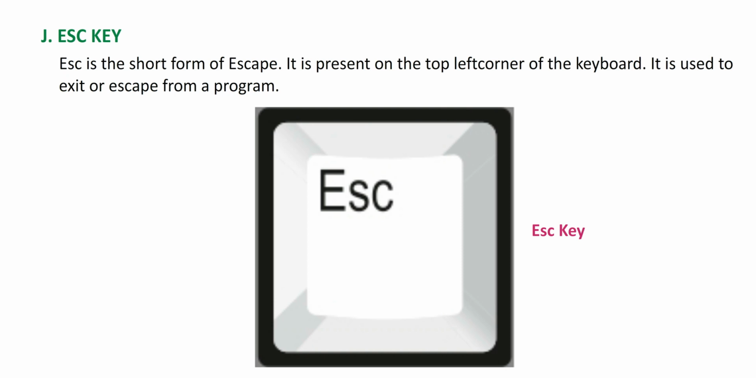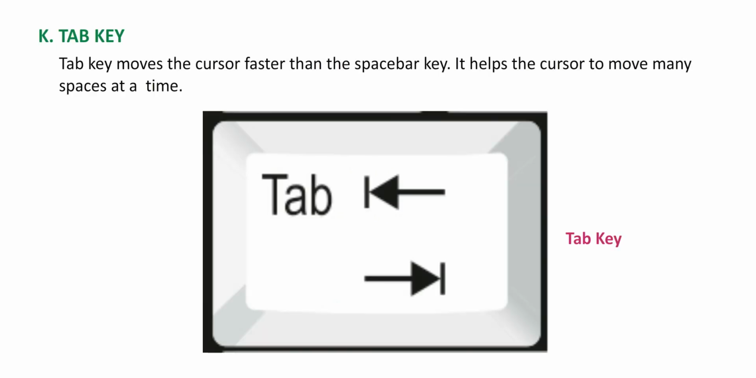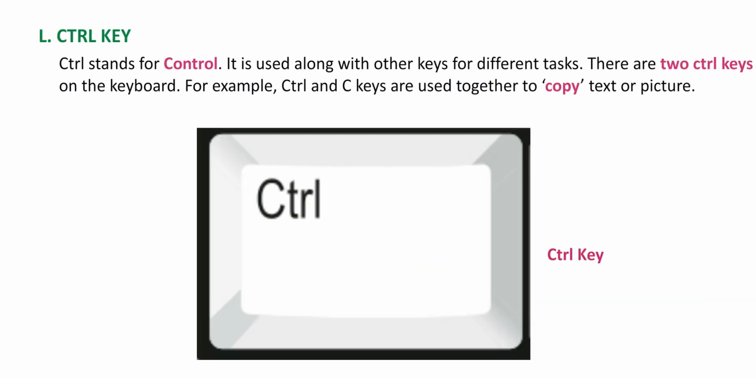Escape key. Escape key is present on the top left corner of the keyboard on which ESC is written, which is the short form of escape. It is used to exit or escape from a program. Tab key. Tab key moves the cursor faster than the spacebar key. It helps the cursor to move many spaces at a time. Control key is used along with other keys for different tasks. CTRL stands for control. There are two control keys on the keyboard. For example, Control and C keys used together will copy the text or the picture.